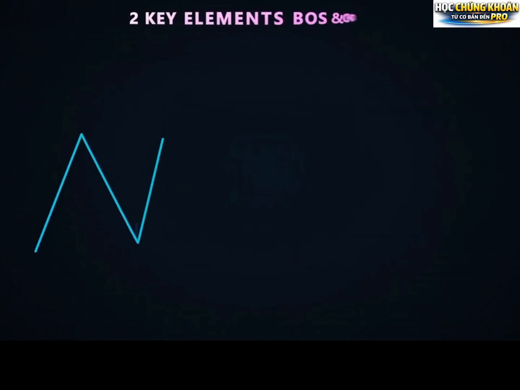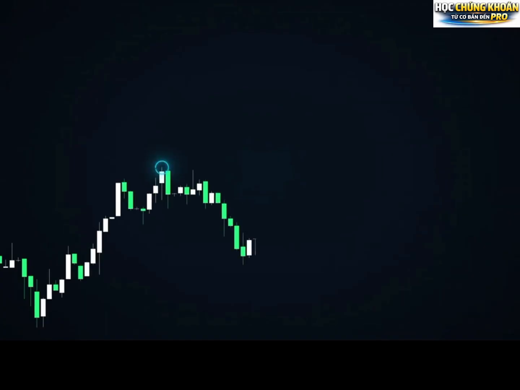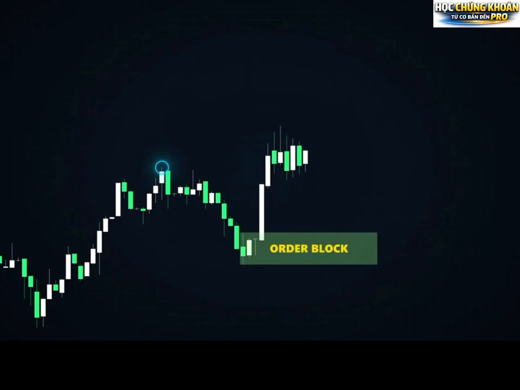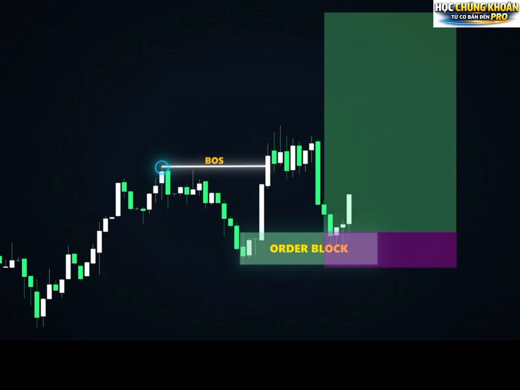How? By focusing on 2 key elements: break of structure and change of character. First, locate the most recent swing high or swing low near your order block. Then, watch how the price reacts. If the price breaks through this level with strong momentum, that's a break of structure, BOS. This signals that the trend could be shifting, making your order block a critical level to watch. So, always confirm the market's direction before taking a trade. This one step can be the difference between a high probability setup and a costly mistake.